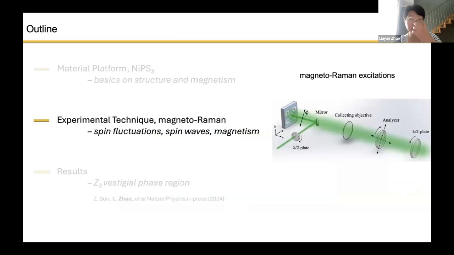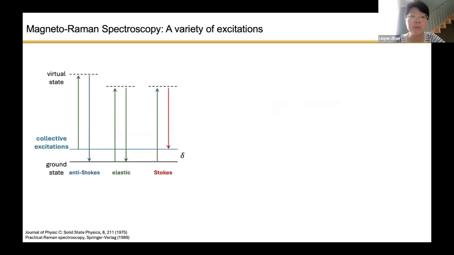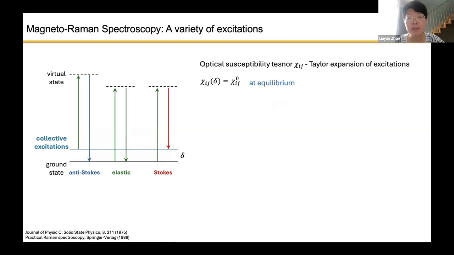Okay, so we use this experimental technique, magneto-Raman spectroscopy. Raman spectroscopy is a light-in, light-out technique. The energy difference between the incoming and scattered light is due to the quasi-particles being scattered through this process. When we think about Raman spectroscopy, we can provide one way to think about it, which may not be rigorous enough, but is very helpful in our understanding of Raman, especially for magneto-Raman.